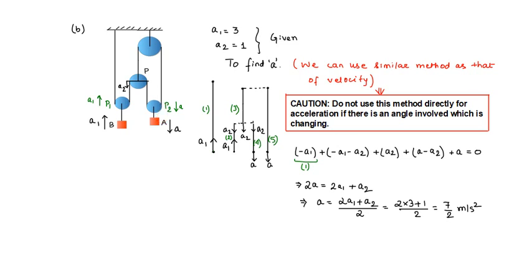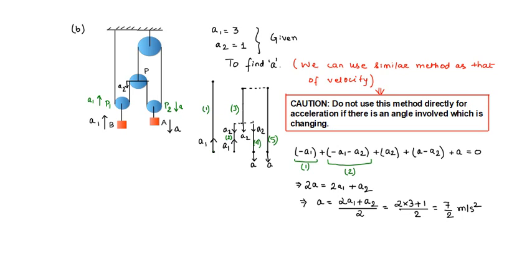Now let us use the concept that we studied earlier for velocities directly here for acceleration, because the orientations of the strings are not changing. There is no angle involved which is changing with time, so I can use this concept directly for acceleration also. For segment 1, a1 will be considered negative because its direction is such that it is trying to decrease this length. For segment 2, a1 will be negative as well as a2, because both these directions are trying to decrease the length of segment 2.